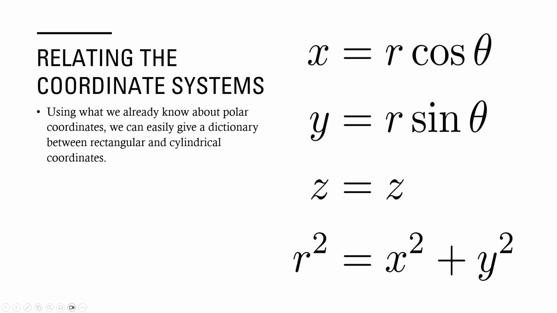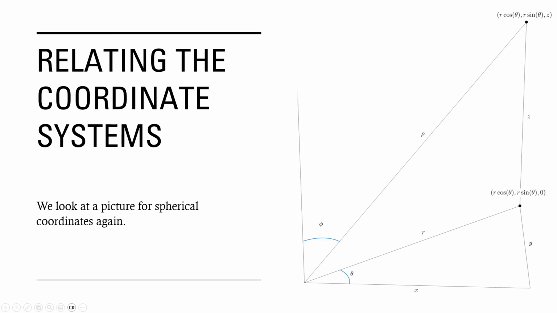So we want to be able to move between our different coordinate systems for them to be useful. So we already saw this with polar coordinates, and since we're using z equals z when we go to cylindrical coordinates, we have the same conversion going between cylindrical and rectangular coordinates. Okay, so now the spherical coordinates. This is where it gets tricky. These are a little bit harder to relate here.